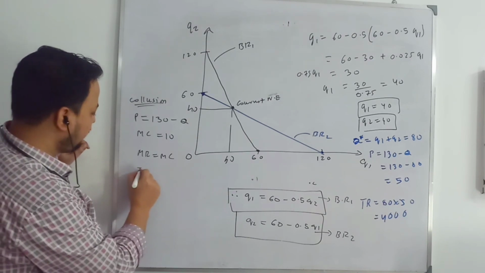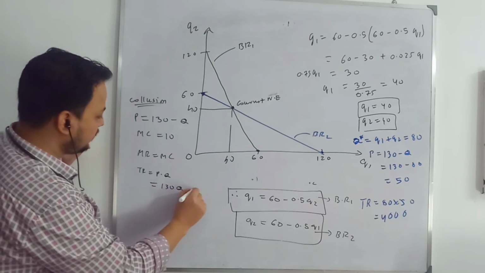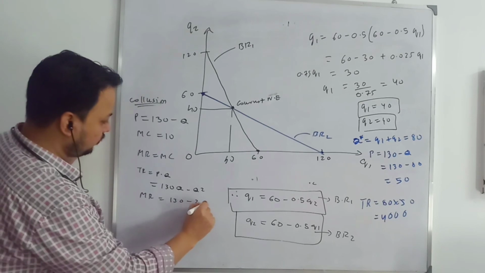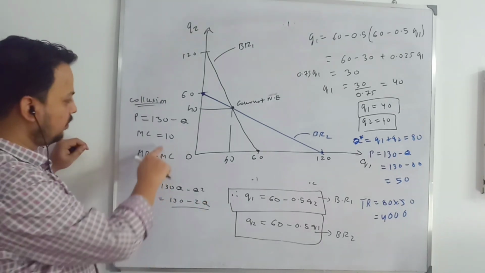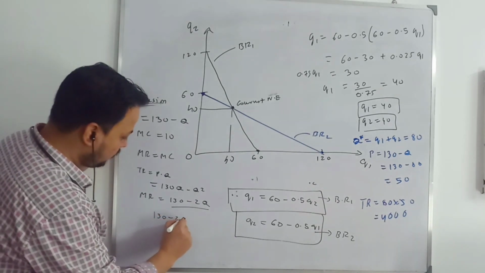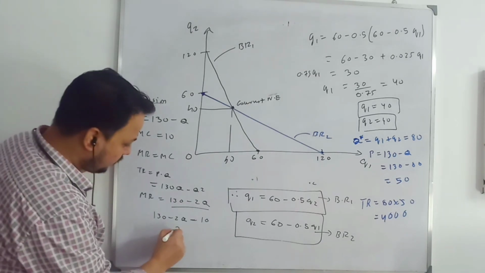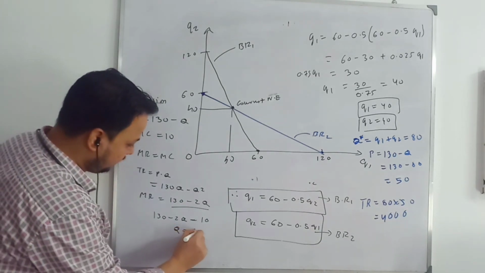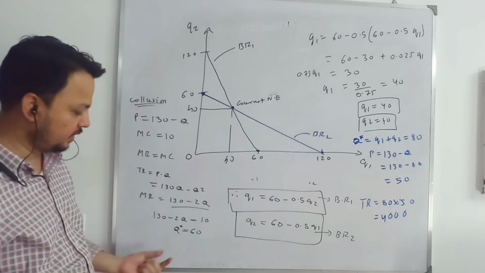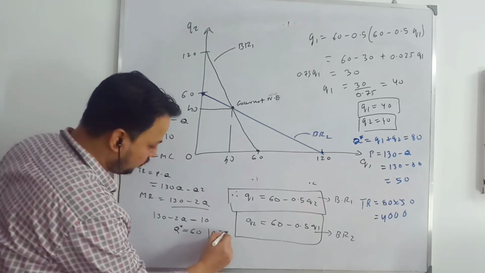So total revenue will be price into quantity. So it will be 130Q minus Q square. Marginal revenue will be 130 minus 2Q. This is your marginal revenue and marginal cost is 10. MR equal to MC? Then do it. 130 minus 2Q equal to 10. So you will get Q equal 60. When both firms collude and decide to produce together, total production will be 60. Each firm will be producing 30 units of output.